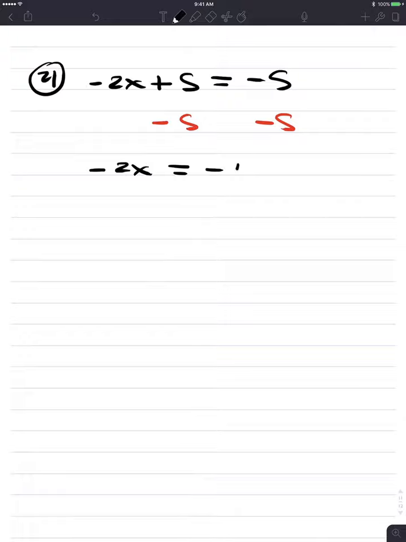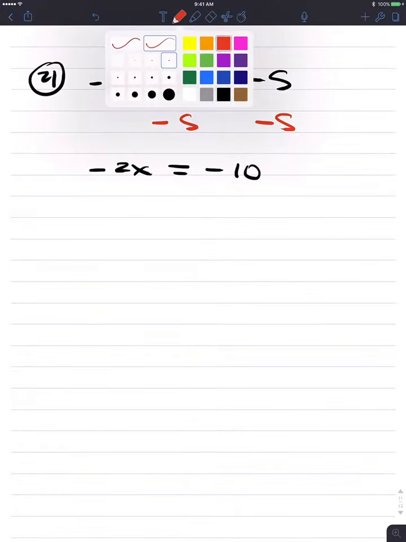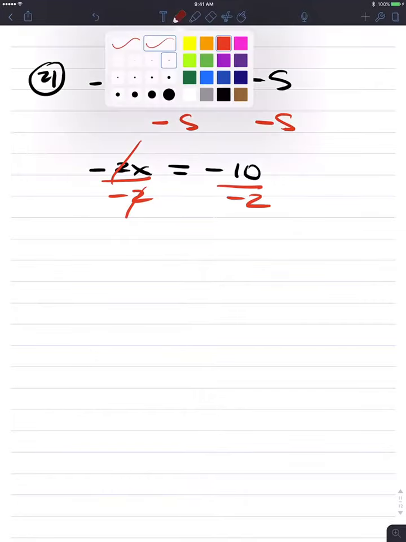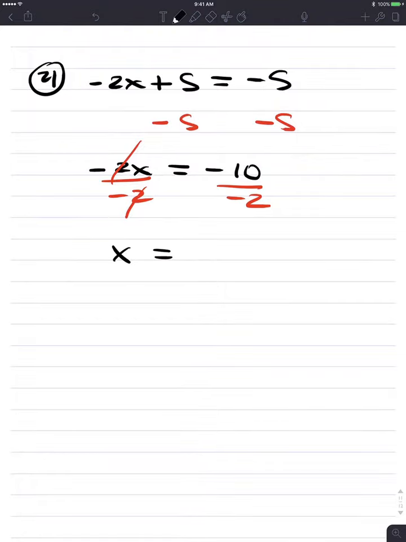Number 21. Negative 2x plus 5 equals negative 5. We're going to undo our addition of 5 by subtracting 5. We end up with negative 2x equals negative 10. Divide both sides by negative 2. And we get x equal to a negative divided by a negative, which is a positive. x is 5.